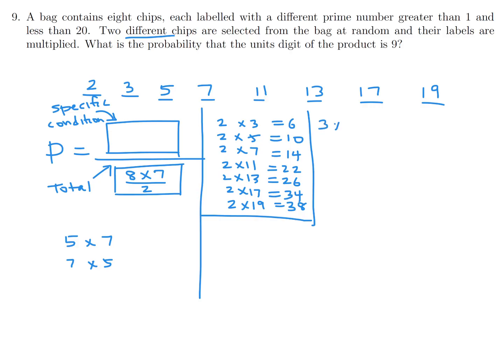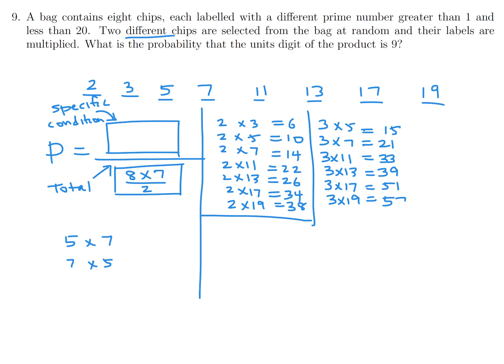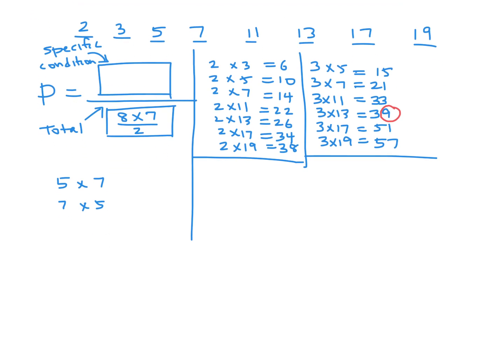Let's move forward. 3 times 5, 3 times 7, 3 times 11, 3 times 13, 3 times 17, and 3 times 19. So that's 15, 21, 33, 39, 51, and 57. Okay, so we got one. So far, so good. We have one product that has a units digit that is 9. I think we're on the right track here. It's just, as I said, time consuming.